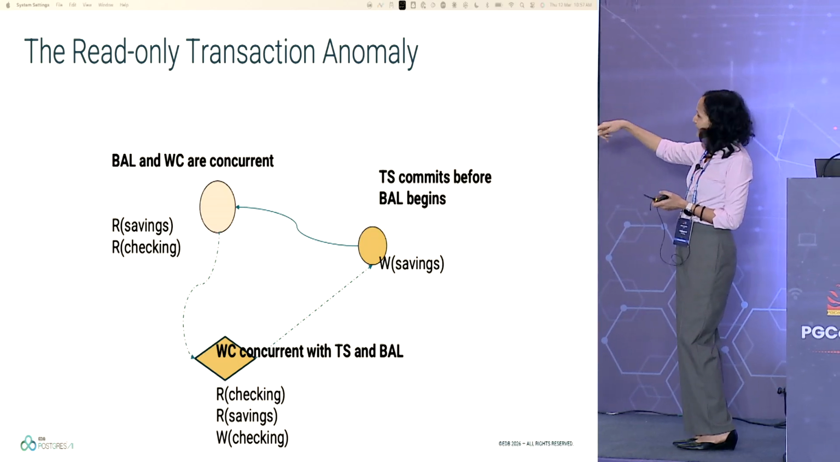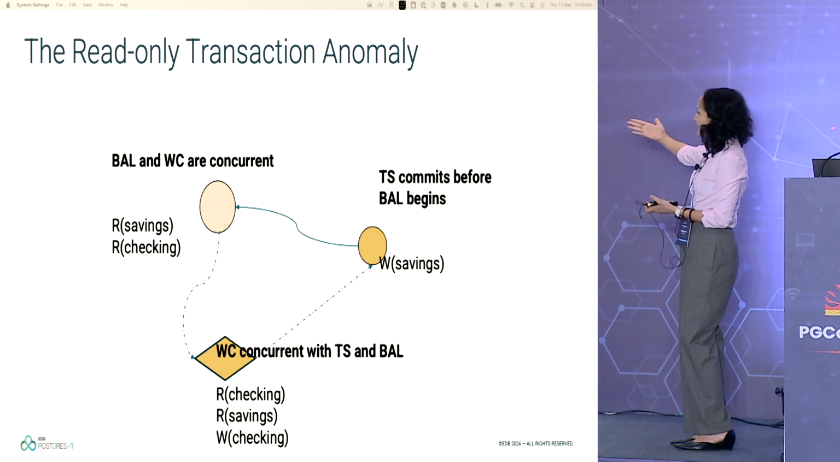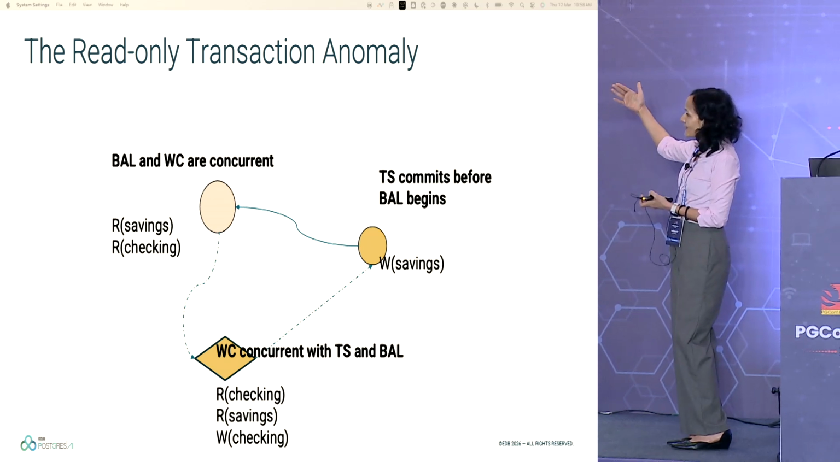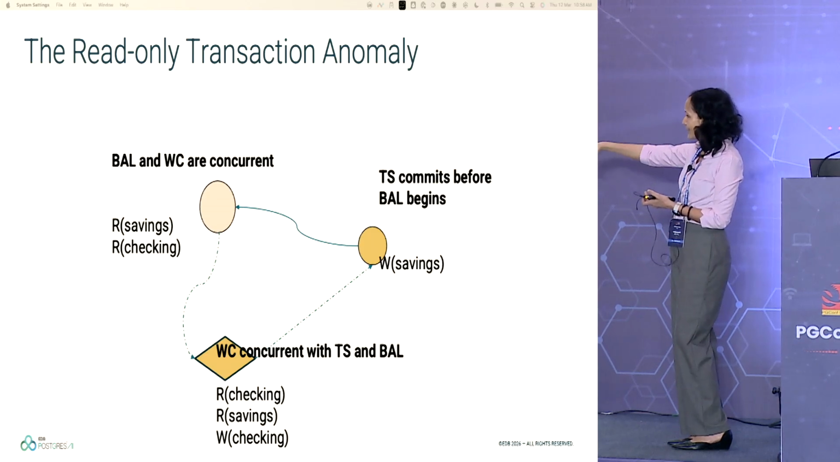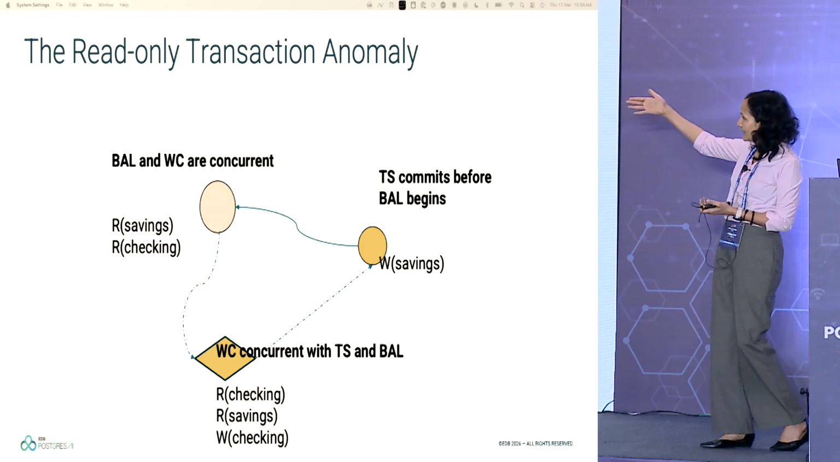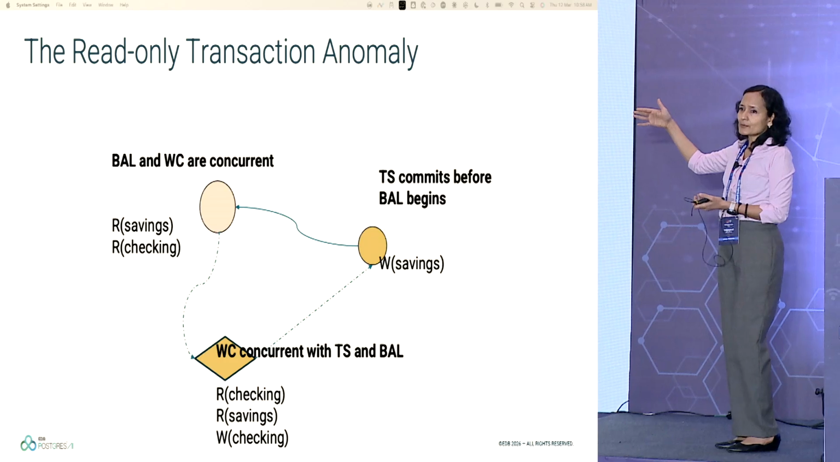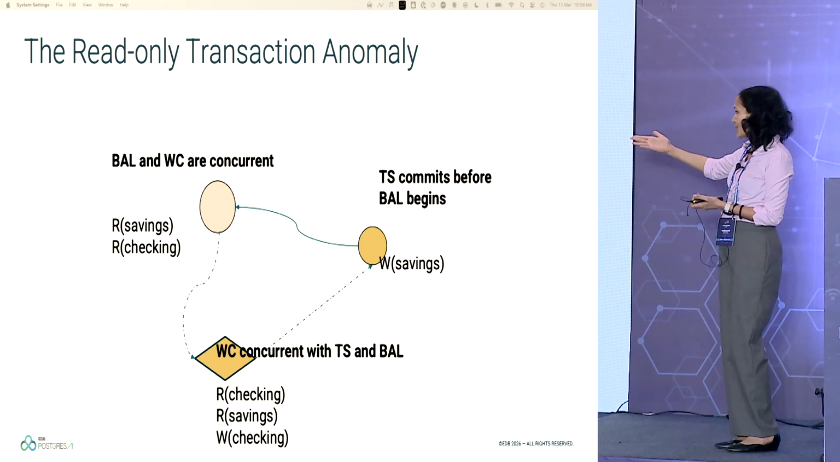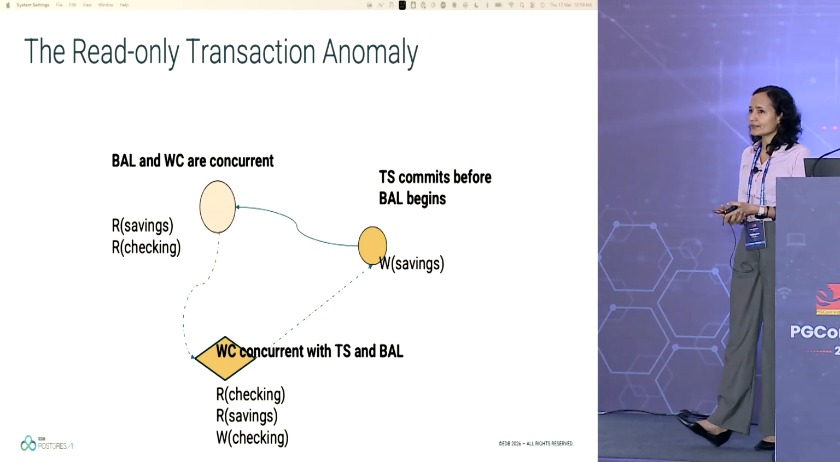But the thing here is that balance sees something contradictory. The solid line means it sees the committed result of savings, the savings account being credited. So it will show 500 as the savings balance and 0 as the checking balance, because it has not seen the debit of WC. Somebody who has executed balance will see a debit of 550 and will really wonder why they were charged a penalty when their balance already has $500.